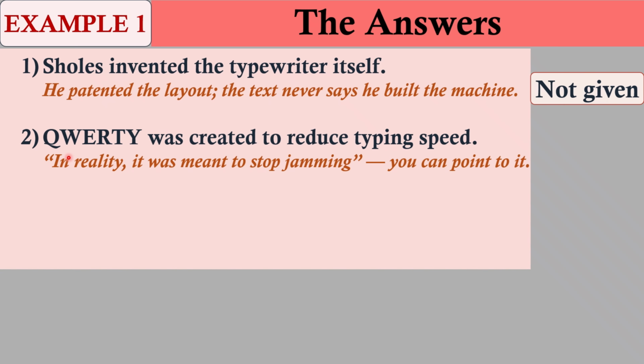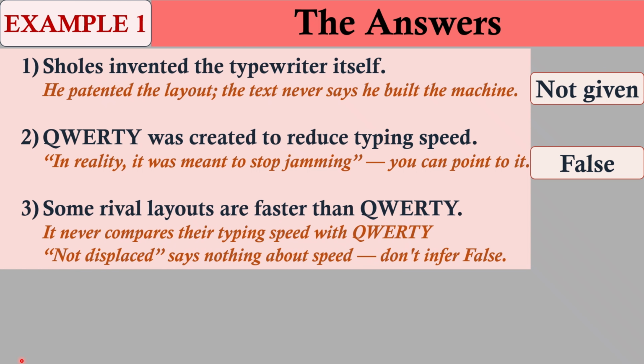Statement 2. QWERTY was created to reduce typing speed. This one you can point to. The text calls the slowdown idea a mere belief, then states, in reality, it was meant to stop jamming. That flatly contradicts the statement. So the answer is false.